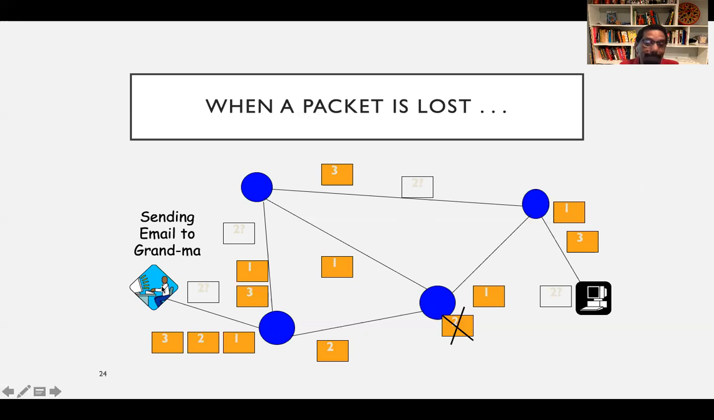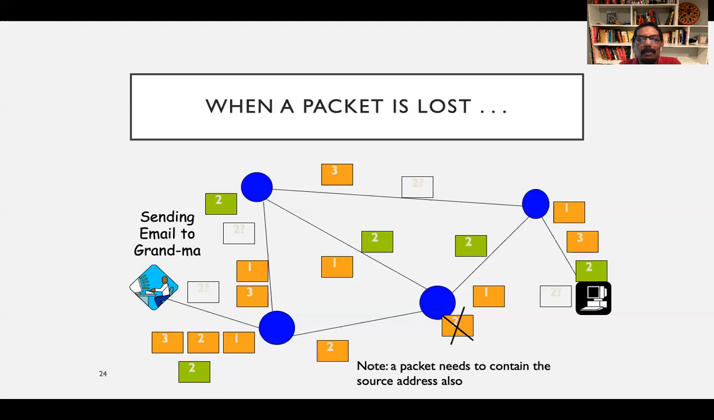I said, oh, it didn't get to the computer my grandmother is using for checking email or the text message nowadays. I got to resend it. So I'm going to resend this packet, and I'm going to send it. It may not take the same path to get there. So as I said, the source packet must always also have the source address, and eventually packet number 2 gets there. I reassemble them and give this thing.